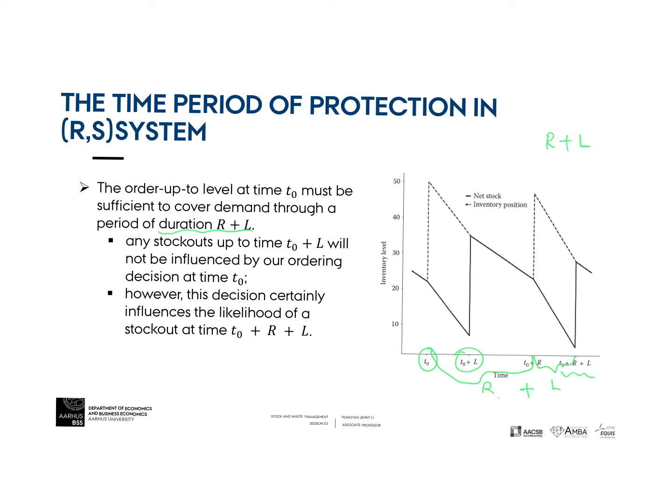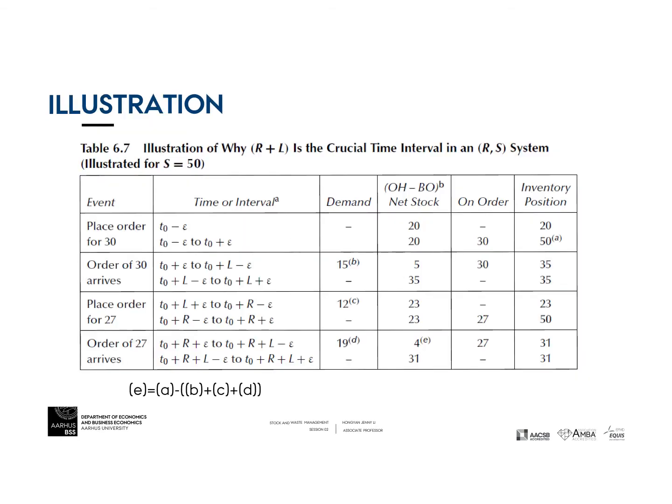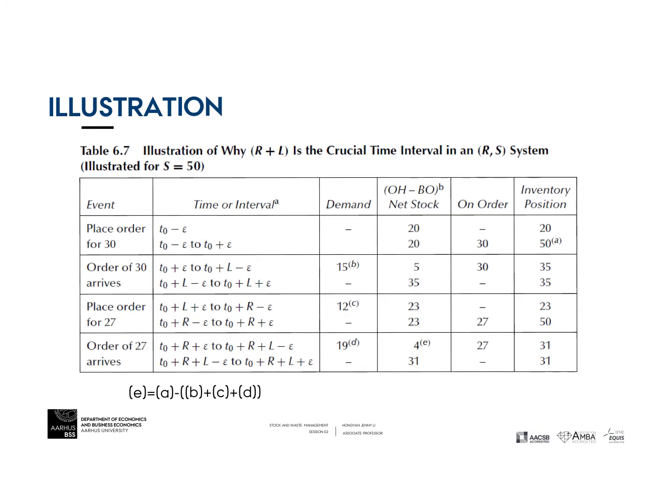If I change to a red color, you can see this time point is affected. The stock positions are affected by your decision at time 0. That's why we need to look into this entire period. Here is one illustration of why R plus L is the crucial time in order to decide the order up to level. Here we can see at time T0, there is an order.